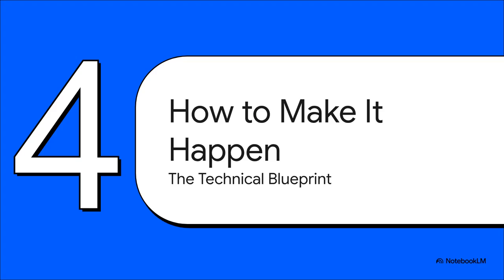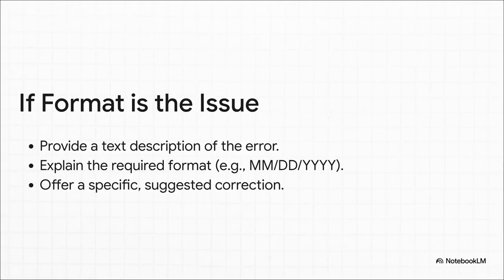Okay, for all you developers and designers out there, this part's for you. How do we actually build this stuff? Let's look at the blueprint. So, first up, format problems. Let's say your user types a date out longhand instead of using slashes. The fix is a simple 3-step combo. Tell them what the error is, show them the format you need, like mm/dd/yyyy, and, if you can, offer up the corrected version.